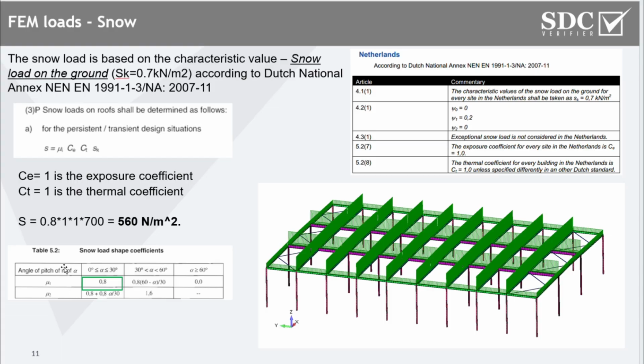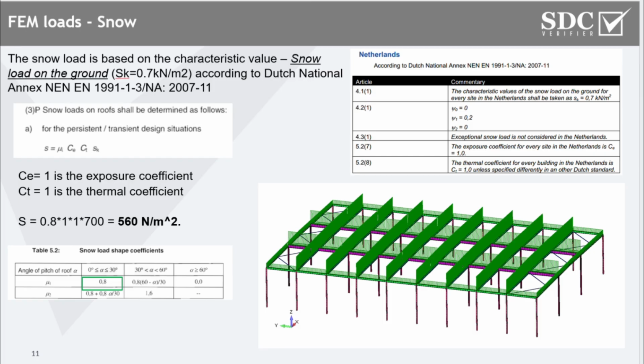These are 0.8 and 1, and at the end the snow load in total will be 560 Newton per square meter. So on this screen you can see that it's also taken into account. We applied the bigger value for the main roofing beams, while for the edge beams it's a lower one. So that's about the snow load, and let's move on to the next one.